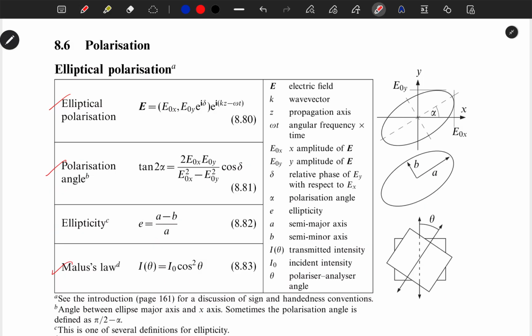For polarization, for elliptical polarization, E, the electric field, has to be E0x E0y times e to the power i delta times e to the power i(kz minus omega t), and polarization angle alpha will follow the expression tan 2 alpha equal to 2 E0x E0y divided by (E0x square minus E0y square) times cos of delta. For Malus's law, I theta equal to I0 cos square theta.